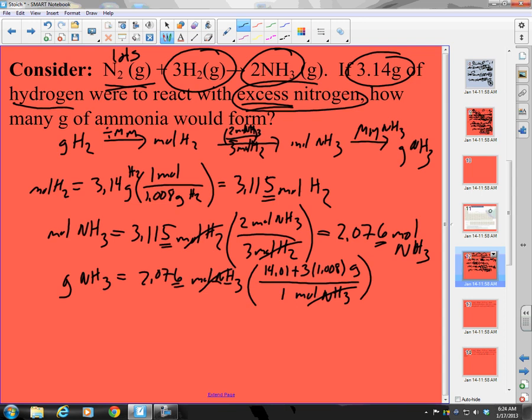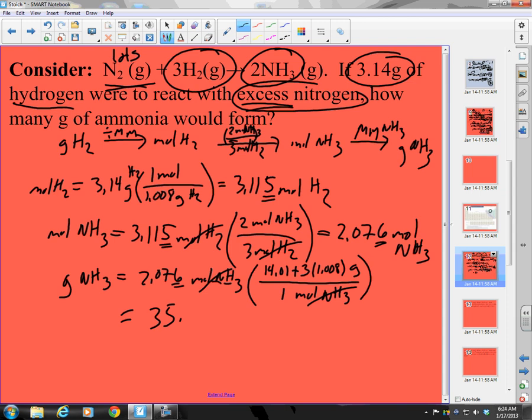3 times 1.008. You've got to be careful with your calculators. 14.01 equals, okay, that's 17. That makes sense. Times 2.076. So you always have to be careful with your calculators because they think a different way than we think. They're very rigid in the way they do their calculations.